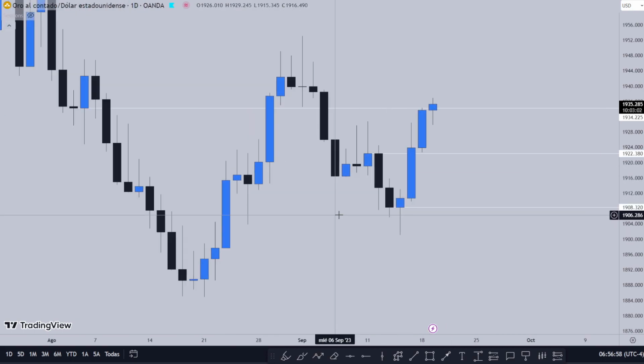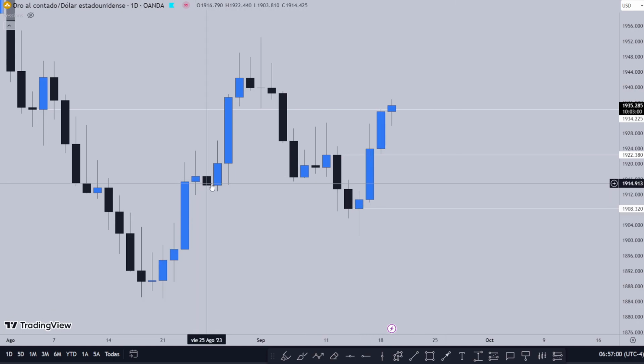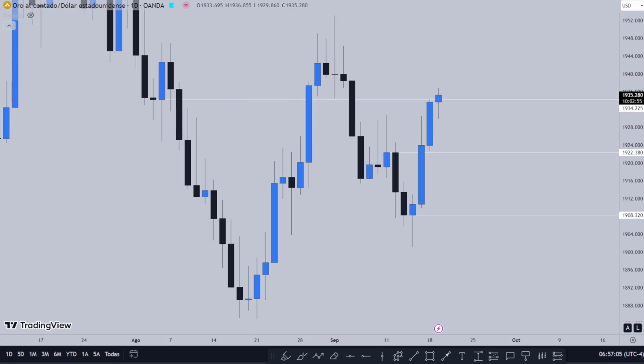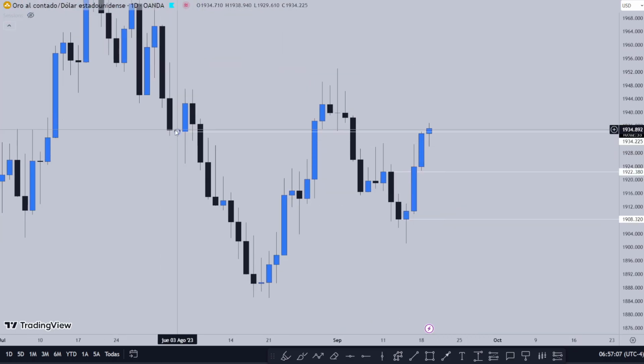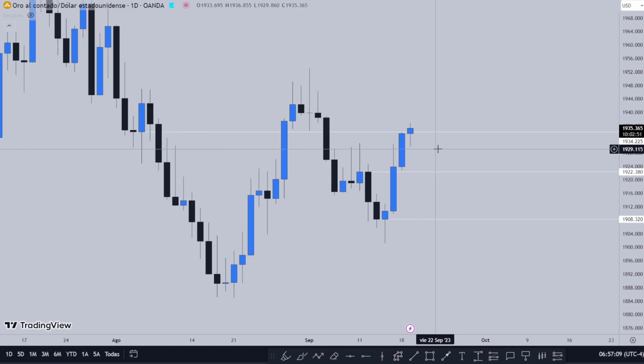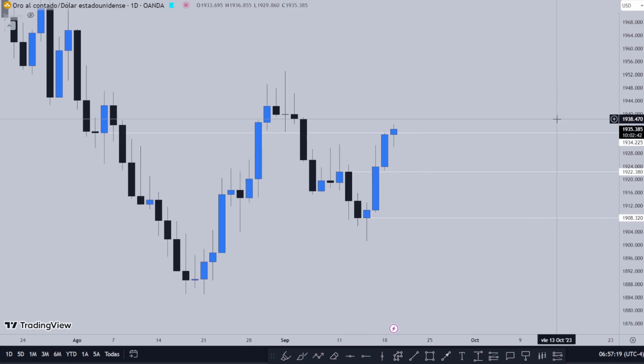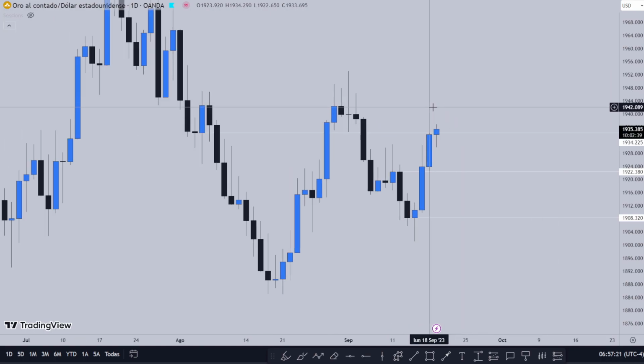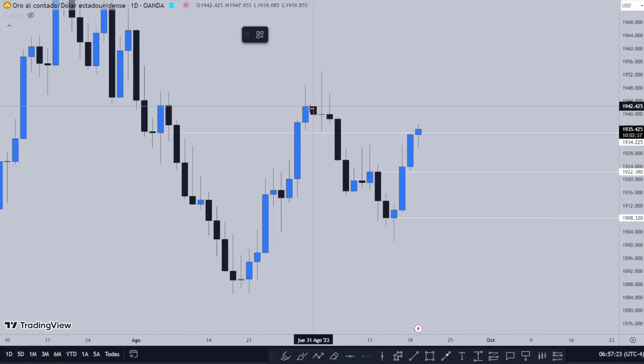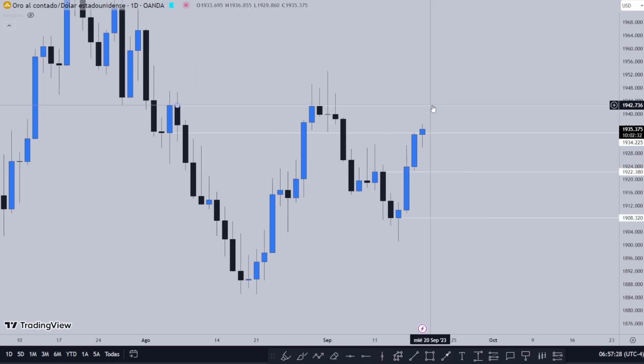I'll prefer to see some kind of reaction to the bodies of the candles first. All right, where are we right now? So gold, it's currently on a daily level 1935. What I'm expecting on the weekly, an expansion to the upside. Where's the next level, or where's the target that I could use? This one right here could be a very good target, 1942.